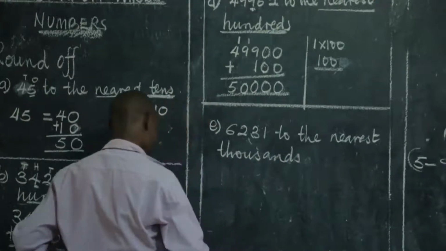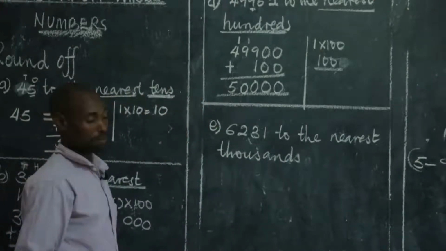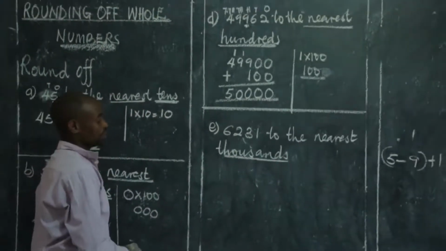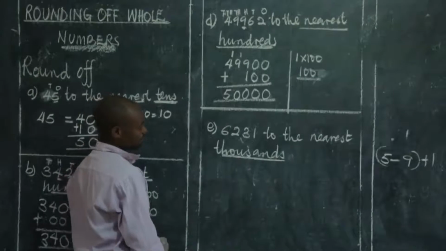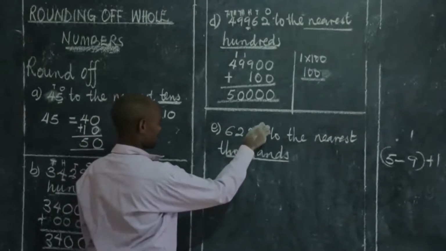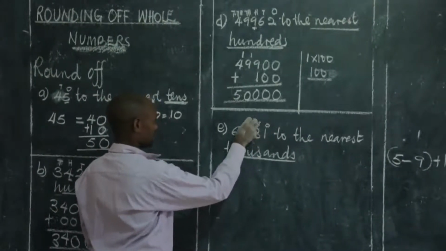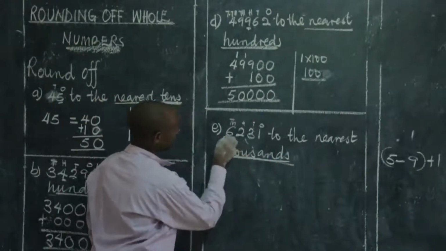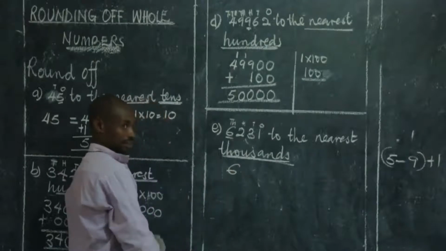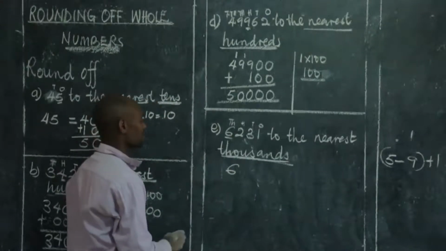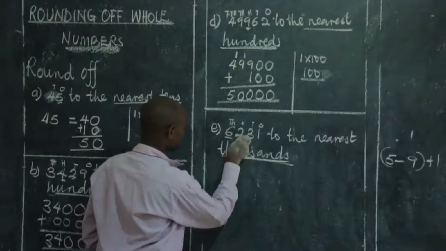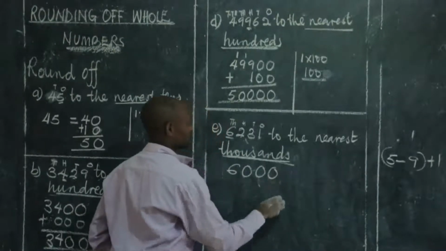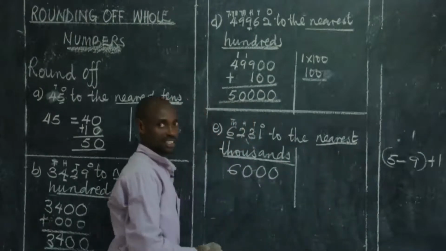So step 1, identify the required place value. And the required place value is thousands. So which digit is in the place value of thousands? This is ones, tens, hundreds, thousands. So which digit is in the place value of thousands? 6. So we shall write 6. And the rest of the digits, we shall replace them with zeros. So this one, 0. This one, 0. This one, 0.